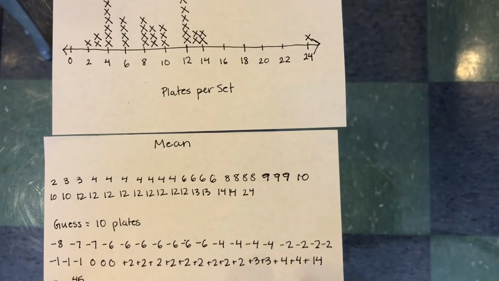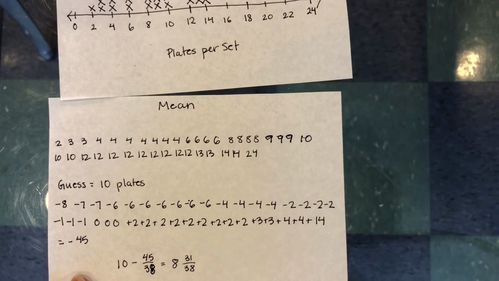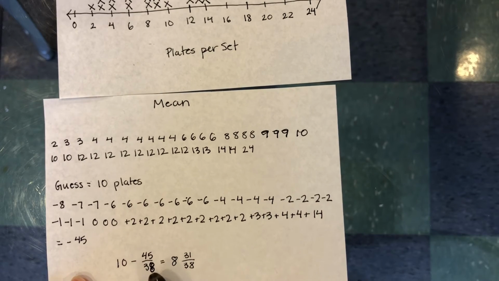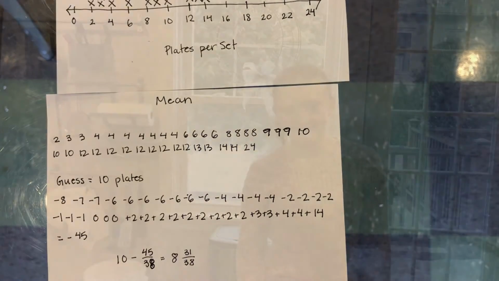Then I rewrote each of my numbers and expressed them as how far away they each were from my guess. So for instance, this 4 here is 6 less than my guess of 10, so I wrote it as a -6. And I did that for all of the numbers, whether they're above 10 or below. In total, all of these differences from 10 added up to 45 below 10. So to find my final mean, I'm going to have to do 10 minus 45 over 38. 38 is the number of sets that I looked at. Now, when you do a little fraction math there, that ends up being 8 and 31/38. So that is our mean.